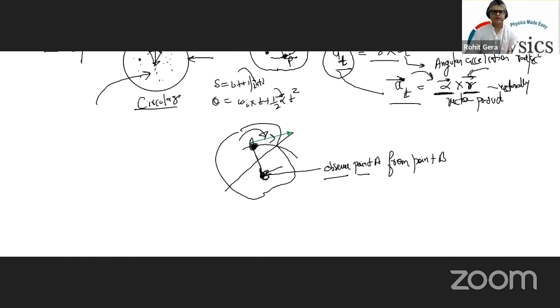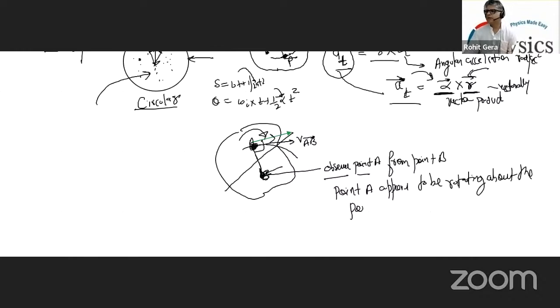So A is having a velocity of A with respect to B, the way I write in relative motion. Because A is tangential, this angle is 90 degrees. Okay, so we can say that point A rotates about B. So point A appears to be rotating about the point B.